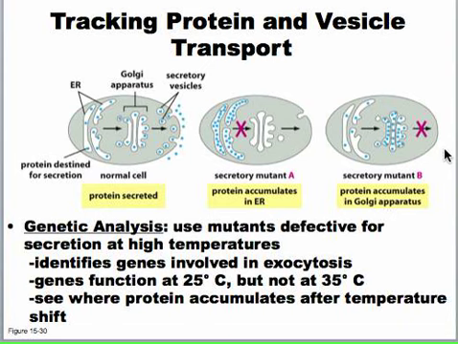Now, the way that you do this is you use temperature-sensitive mutants. This is commonly used in yeast. When you keep the yeast at 25 degrees C, all the genes are going to be completely functional. But when you shift them to a higher temperature, like 35 degrees C, that's when the gene, which is temperature sensitive, is going to become inactivated. So that's one way that you can do this genetic analysis. Once you shift the temperature, you look for where the protein is going to accumulate. Here we had it accumulate in the ER, and here it was accumulated in the Golgi.